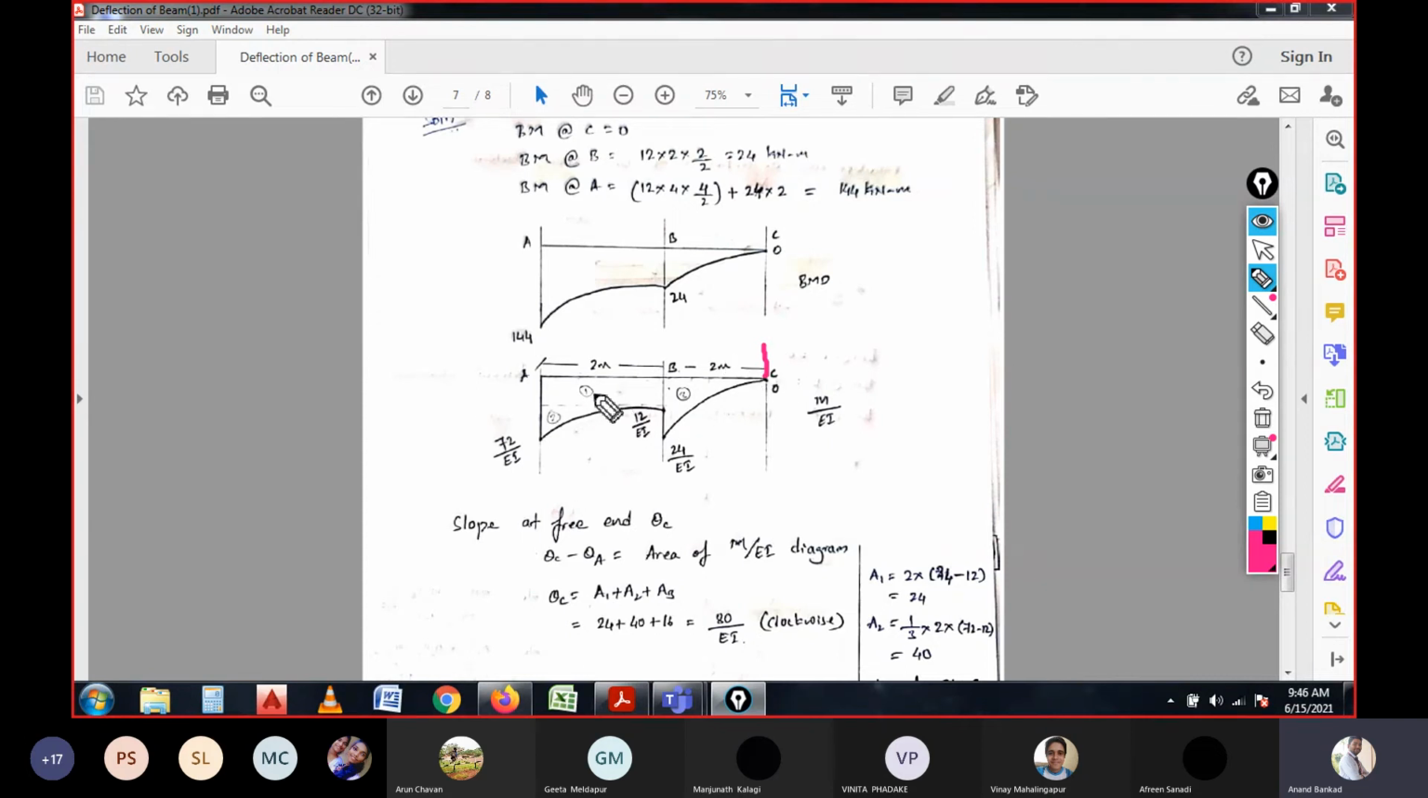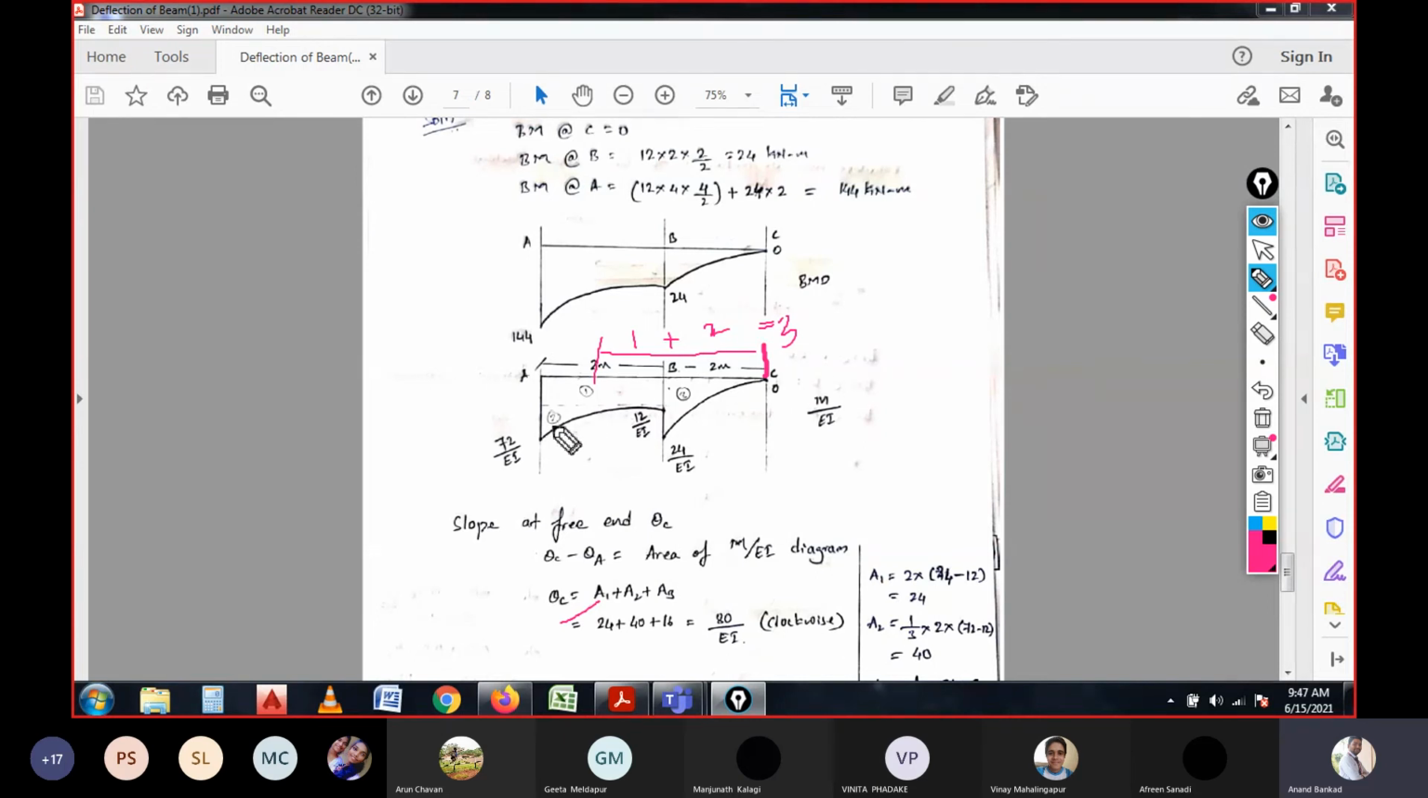First, for the rectangle we have a 2 meter base, and the CG will be at the center, correct? So it is 1 meter, because at the center for a rectangle, 2 by 2 will be 1. 1 plus 2 will be 3 meter for the CG of this rectangle from the C. So that means we need to multiply the area into CG, 24 into 3, right?